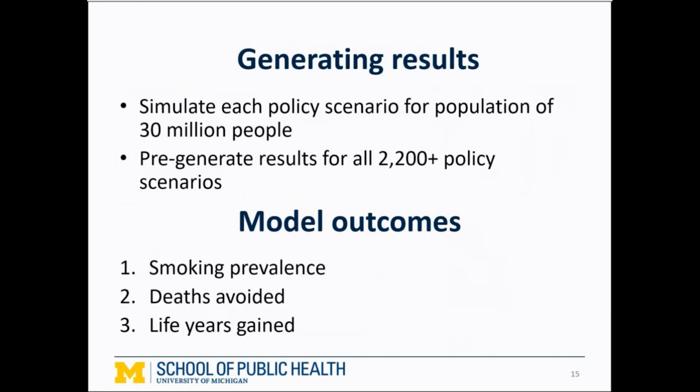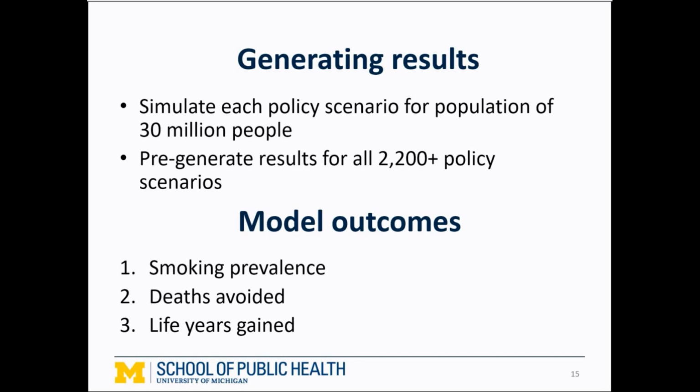And the TCP tool provides three main population health outcomes. Smoking prevalence projections are available by gender, age group, and even birth cohort, and we include charts for the number of deaths avoided and the number of life years gained in the policy scenario.